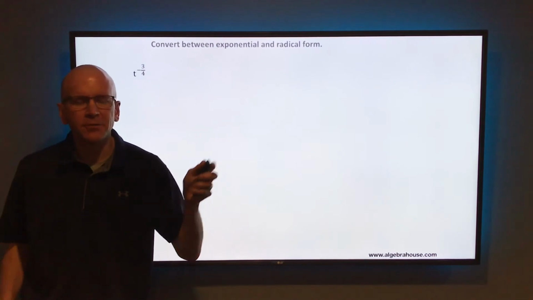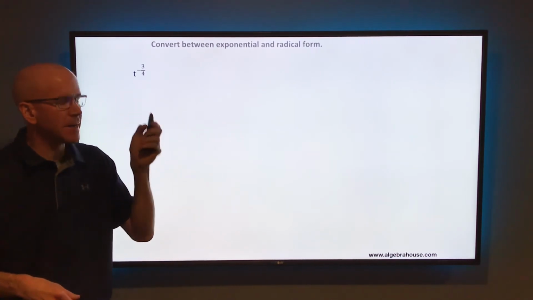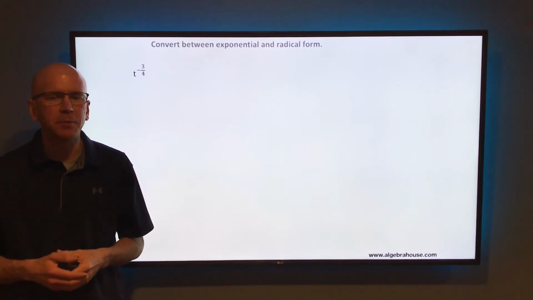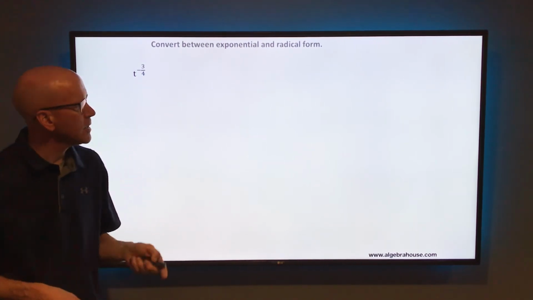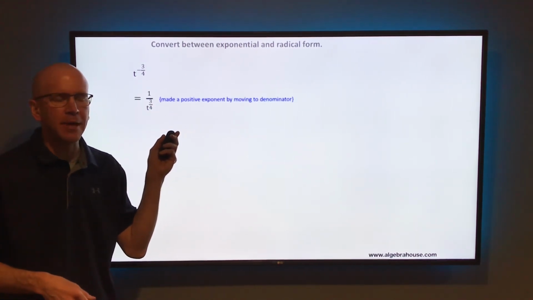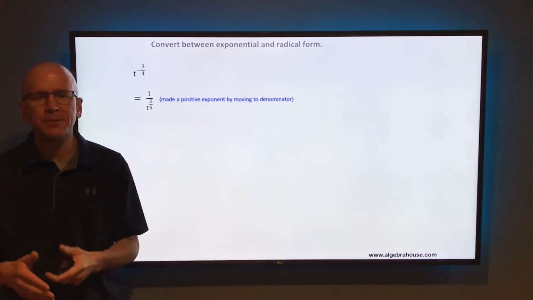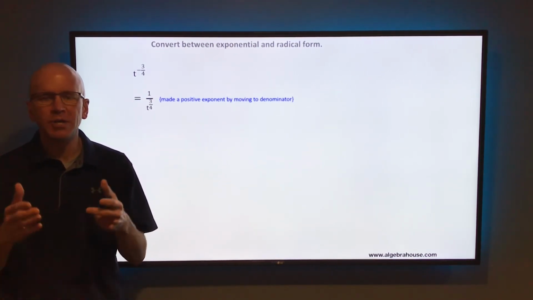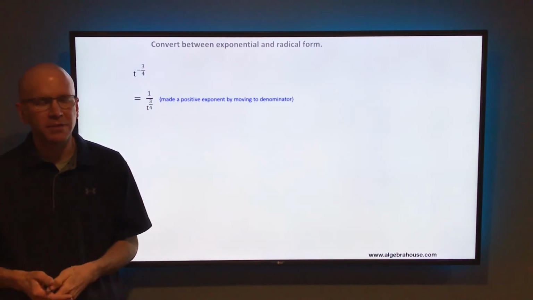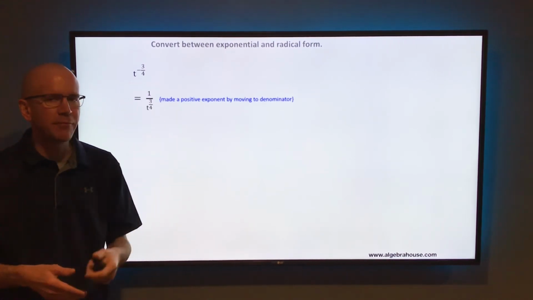Converting between exponential form and radical form with this t to the negative 3/4 power. Well, t to the negative 3/4 power, that's a negative exponent. You need to make that a positive exponent. So to do that, move that into the denominator. When you move it up or down, opposite of where it's currently sitting, it's going to change that negative exponent to a positive exponent. So that t to the negative 3/4, that's in the numerator.